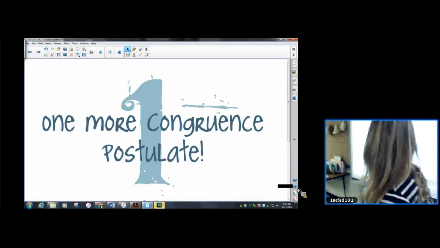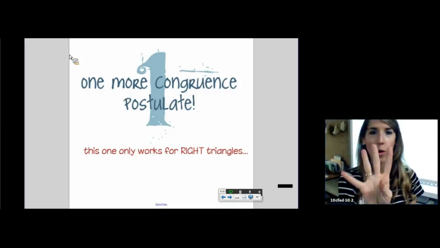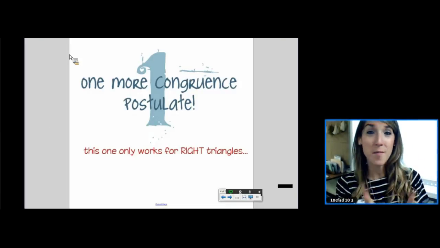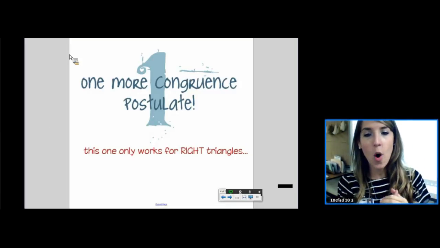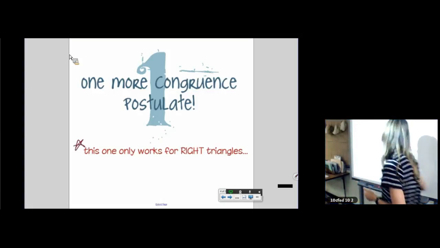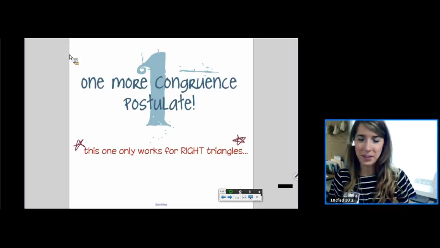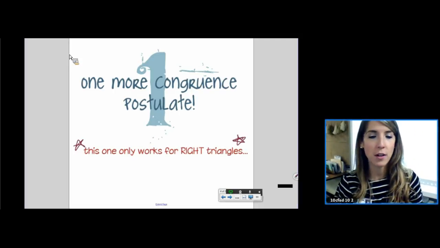Right, today we have one more congruence postulate to learn. We learned 4 in our previous lesson, and there's one more. But the reason we gave it its own day is because why? This one only works for a certain breed of triangles. It only works for right triangles.